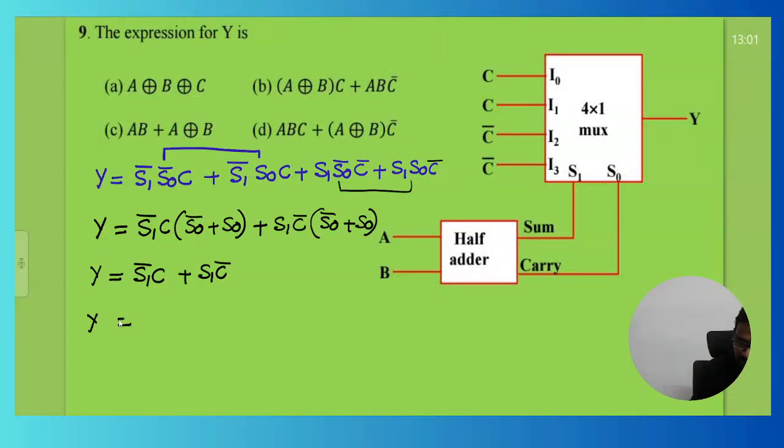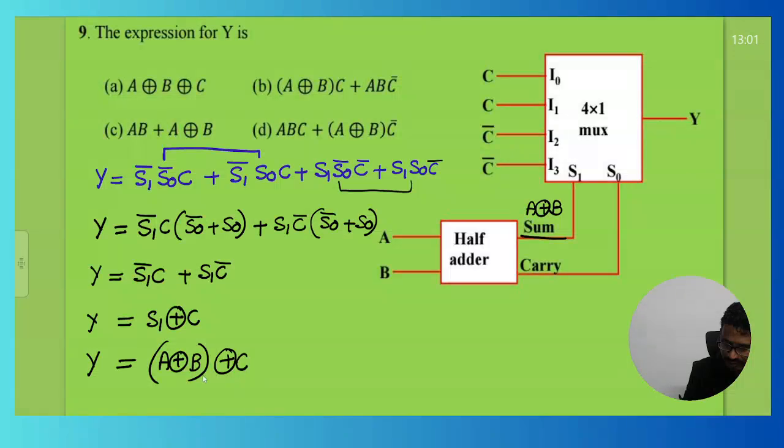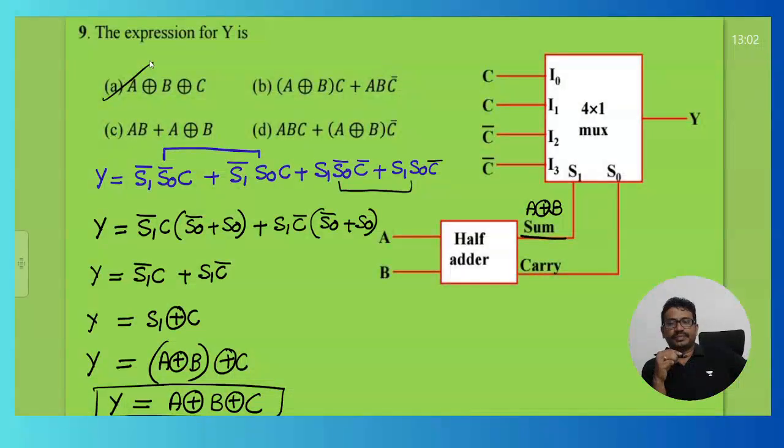So that is given as what? S1 XOR with C now. Where S1 is the sum. Sum is equal to what now? A XOR B. So from this we can write this as A XOR B XOR with C. So finally, yes, it will satisfy the associative property now. So that's why it becomes a 3 input XOR. So what's the option, tell me?